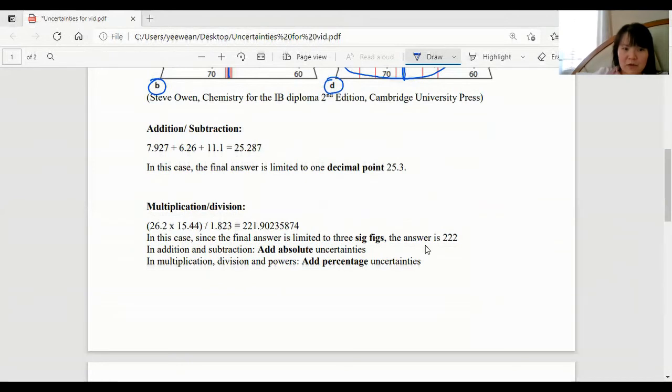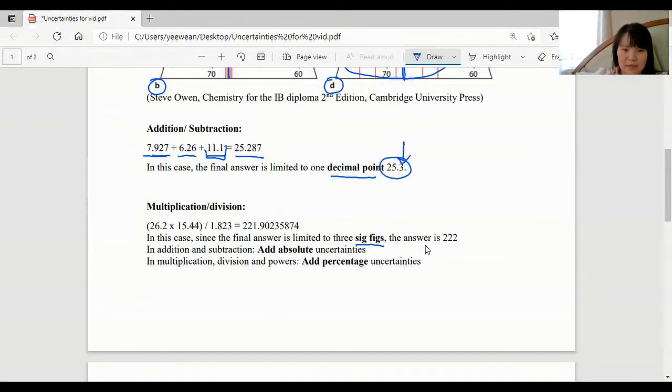When adding or subtracting, we go by DP. And when multiplying or dividing, we go by SF. So if we have figures like this, so this is 3 dp and this is 2 dp and this is 1 dp, we have this answer. We will follow the one with the least dp here, which is 1 dp. So our answer should be presented like this, 25.3.